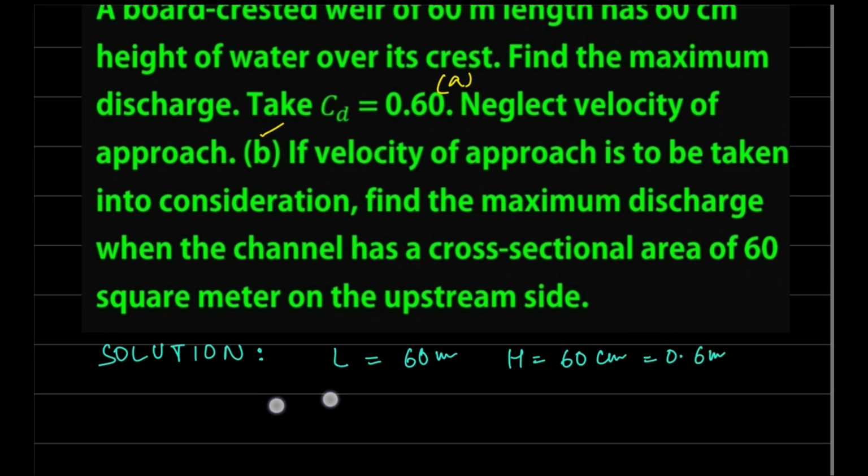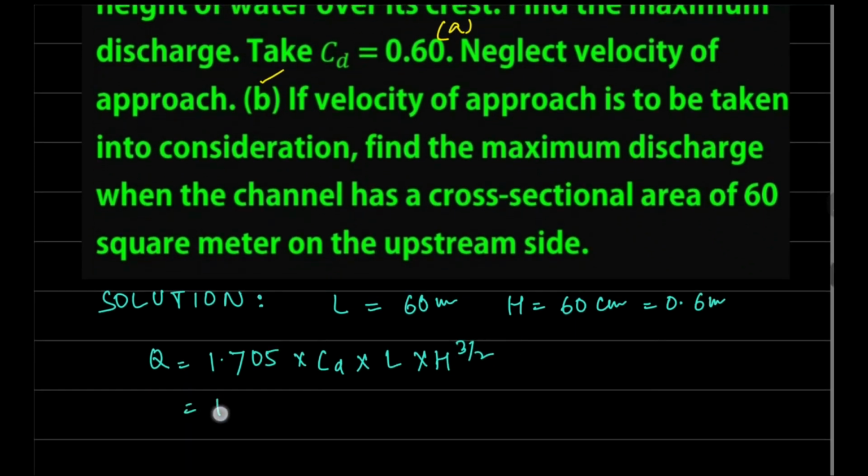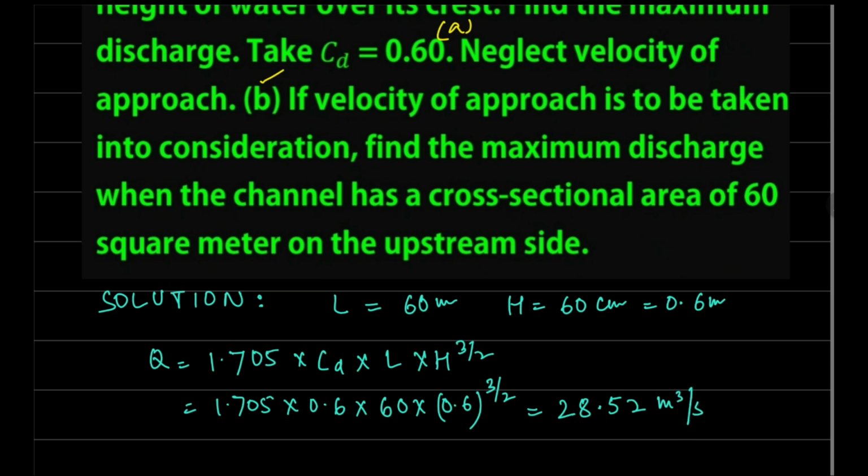So neglecting the velocity of approach, if we figure out the Q value, then we can write that Q is equal to, for a broad-crested weir, 1.705 multiplied by CD multiplied by L multiplied by H raised to the power 3 by 2. So if we put all the values, 1.705, 0.6, L is 60 meter multiplied by 0.6 raised to the power 3 by 2, the answer will be 28.52 meter cube per second. So that's the first part.